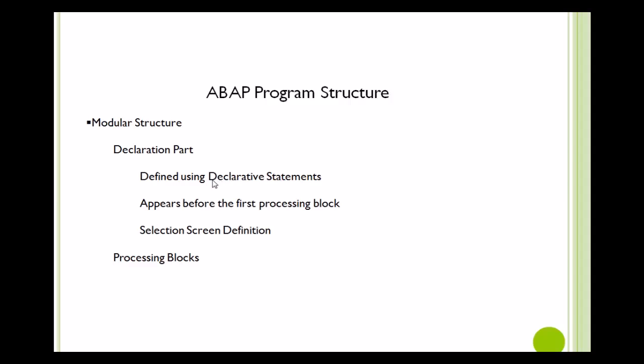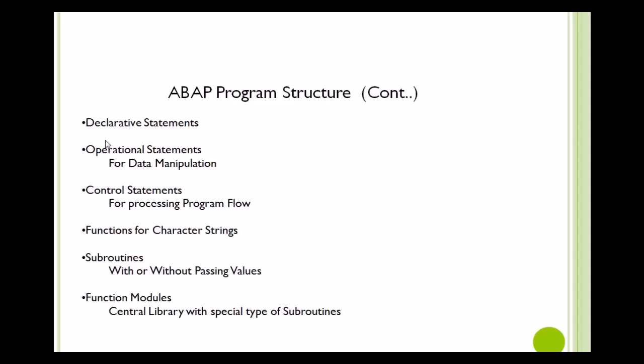Before that, a declaration part: how we are going to declare the variables, constants, types, and structures, defined using declarative statements. It appears before the first processing block, which is about events. Selection screens, for any executable program or report program, so we have to provide selection screens. Then processing blocks, events, which we will talk about later. I'm just explaining the structure of the program.